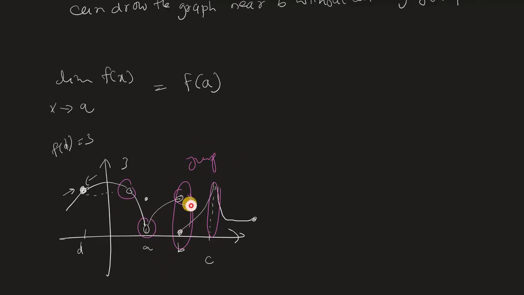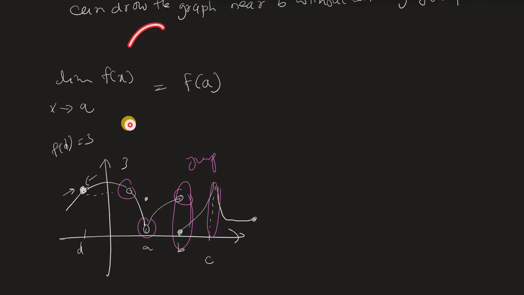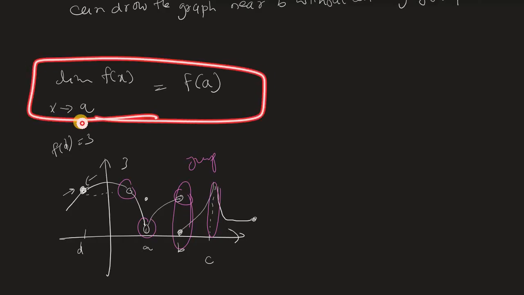Okay, so in simple terms, continuity exists when you find the limits, the both-sided limit exists, and the answer to that limit is equal to the value of the function itself. Okay, so that's only the case when the function is said to be continuous.